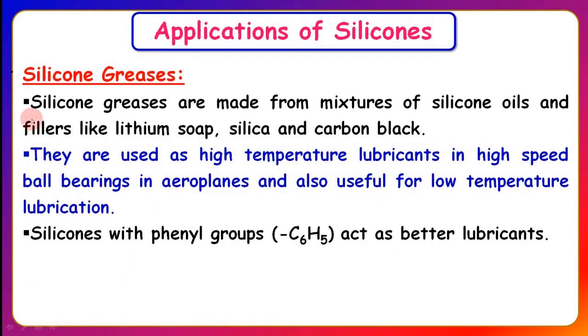Silicone greases are made from mixtures of silicone oils and fillers like lithium soap, silica, carbon black. They are used as high temperature lubricants in high speed ball bearings in aeroplanes, and they are also useful for low temperature lubrication. The silicones with phenyl substituents act as better lubricants.